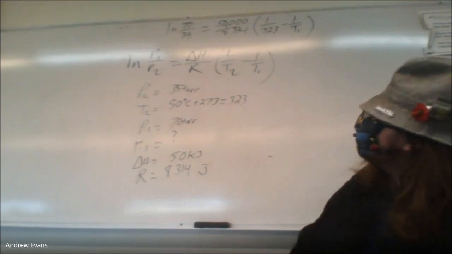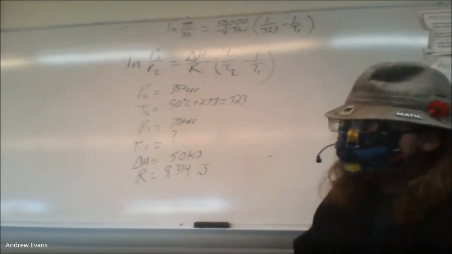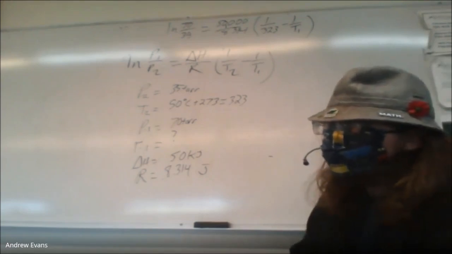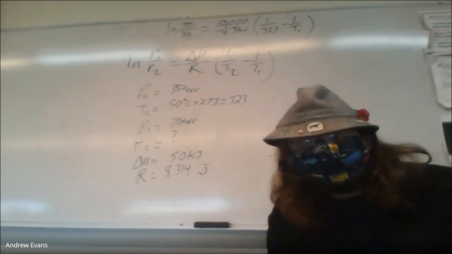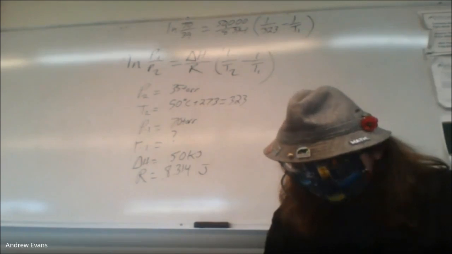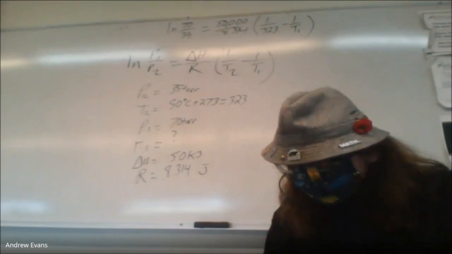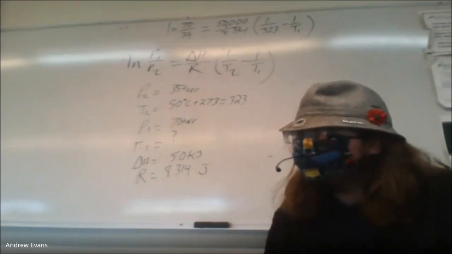Now, in this case, the x is on the right. We know all the values of our natural log, so we can evaluate. 70 over 35 is the same as 2 over 1. So we can do the natural log of 2. It gives us 0.69314, blah, blah, blah.